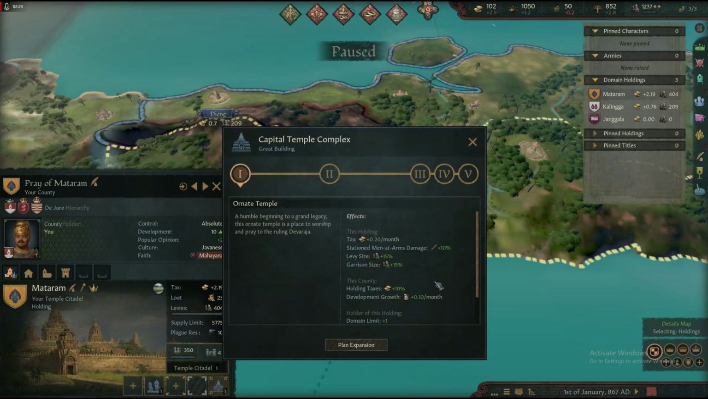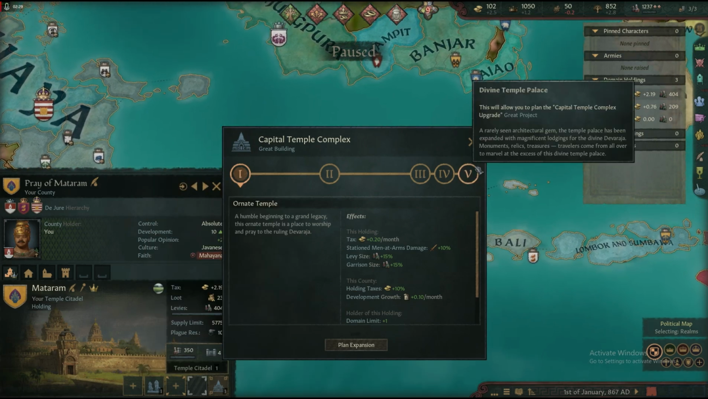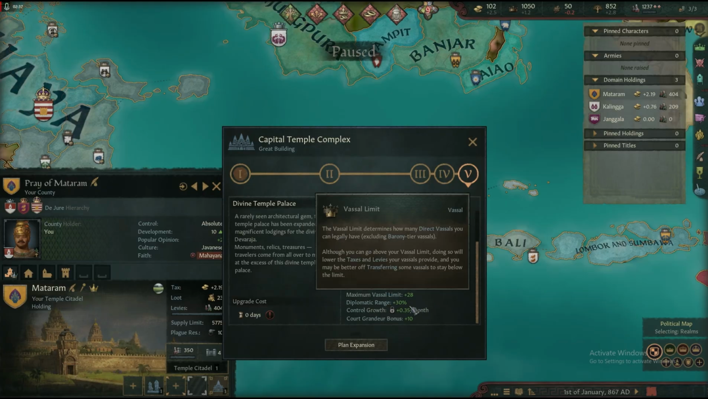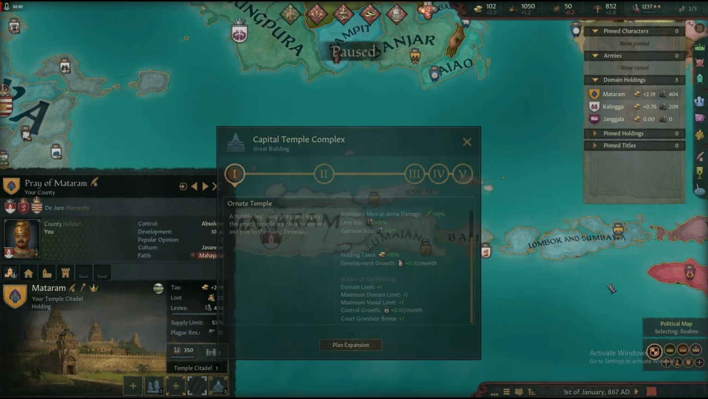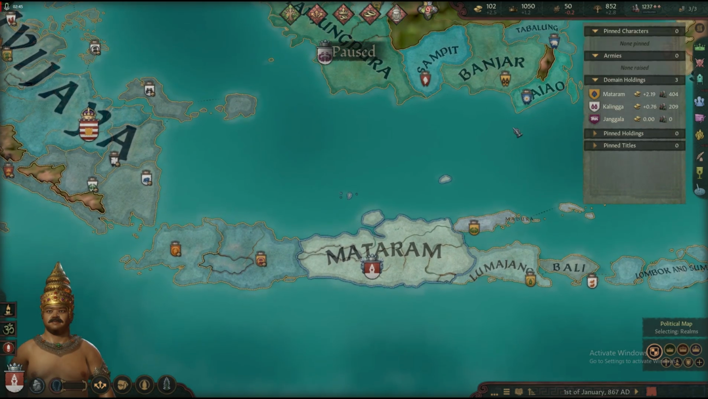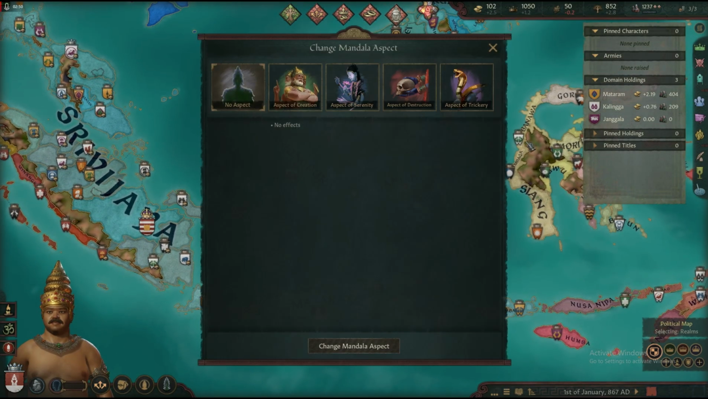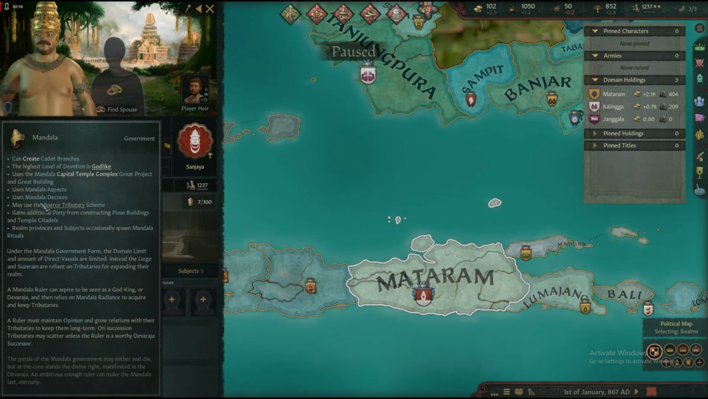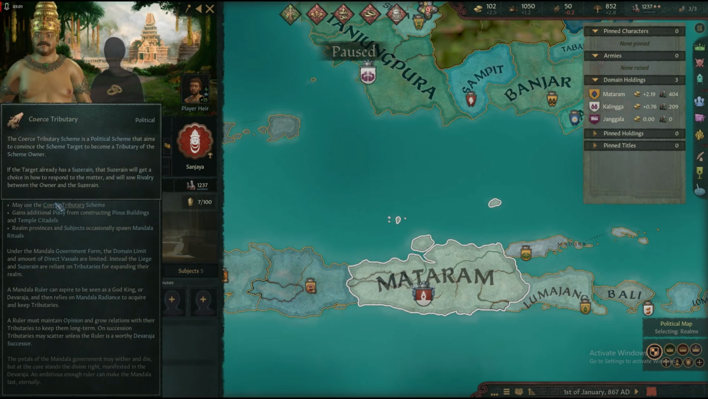It gives a bunch of bonuses, as it usually does. Up at the max, you get a lot of stuff, like holding tax, levy size, garrison size, vassal limit, domain limit. Real good stuff. Piety is much more of a focus in this specific government type. And then you have the Mandala aspects as well. We'll get to that soon, don't worry. Mandala aspects, Mandala decrees. We'll get to that pretty soon.